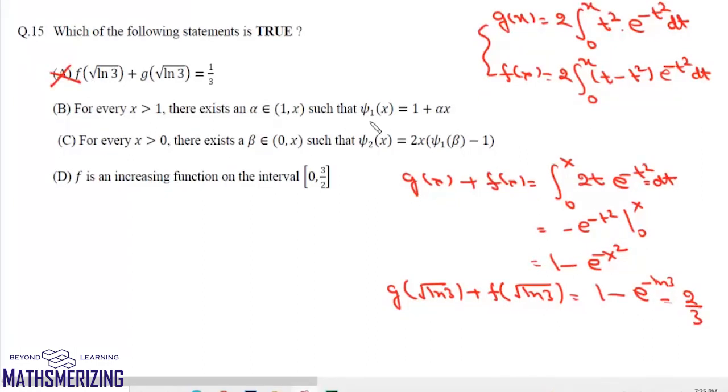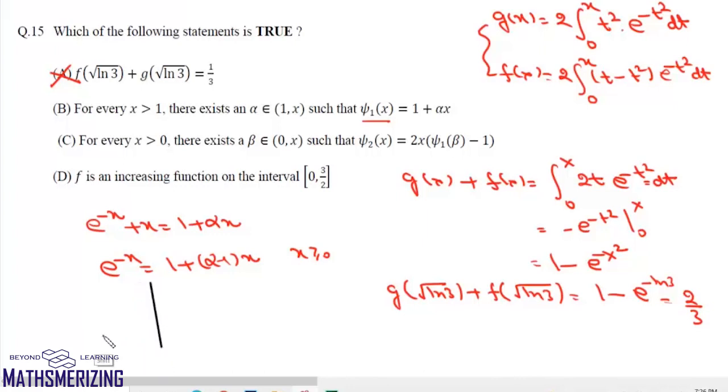Now for option B, it says there exists alpha such that psi1(x) equals 1 plus alpha x. Now psi1(x) is e to the power minus x plus x, and it will be equal to 1 plus alpha x, or e to the power minus x will be 1 plus (alpha minus 1) into x. Now if we draw the graph of e to the power minus x, it will be this function, and here this value is 1, and since here alpha is greater than 1, it will be this straight line which is increasing. So these two functions will never intersect when the value of x is greater than 1. So this option B is incorrect.